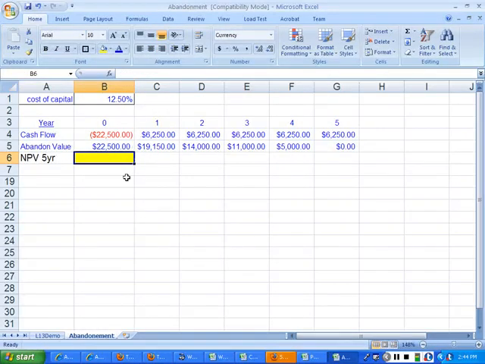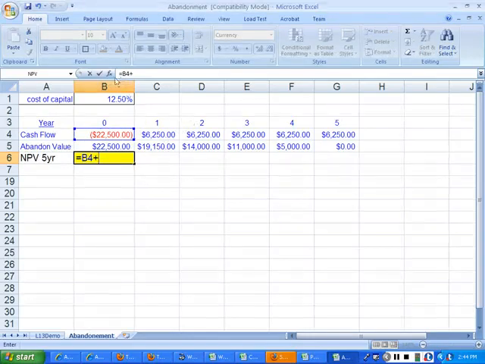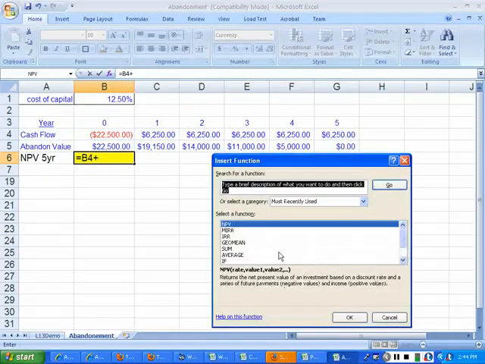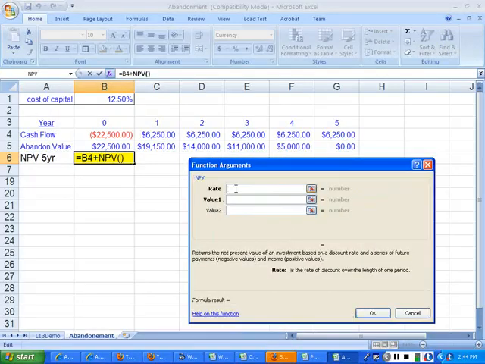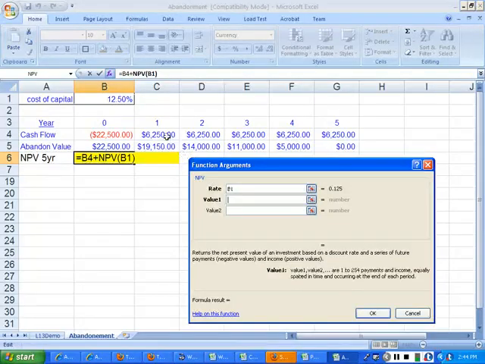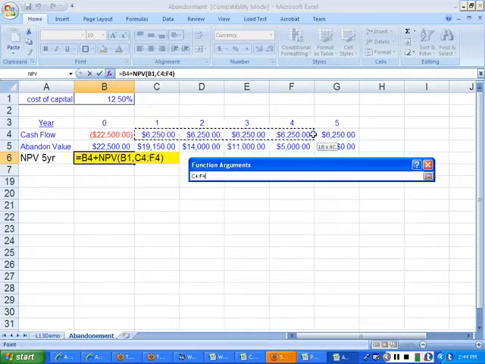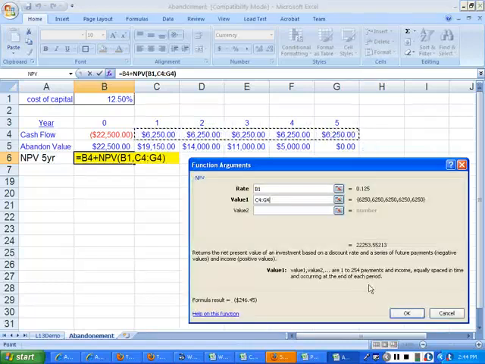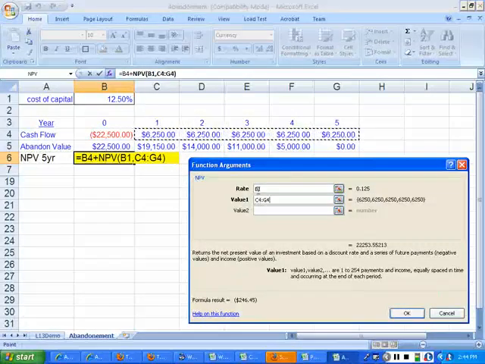To decide whether or not to do the project, what we've shown already is you want to say, well, let's begin by taking the time zero cash flows. We want to add to that, we'll go to our function wizard, and under financial, we want to choose the NPV function. And for that NPV function, we're going to discount using our weighted average cost of capital, and we're going to put in the values of the future cash flows here from time 1 through 5. And we're going to end up, in this case, with a negative value.